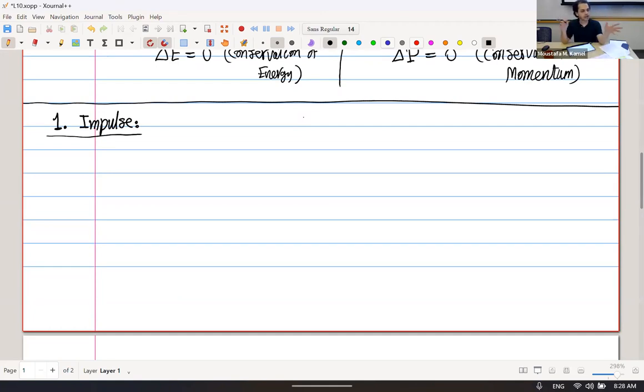So we have interactions happening all the time. When two objects in a system interact over a very brief amount of time or a small duration, we define that as a collision.